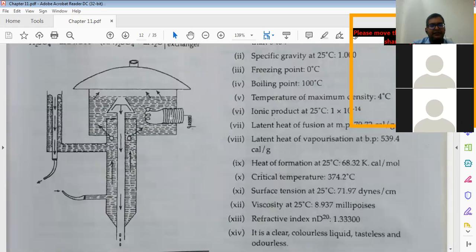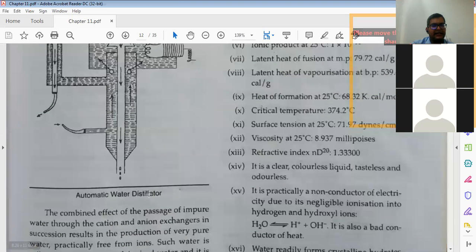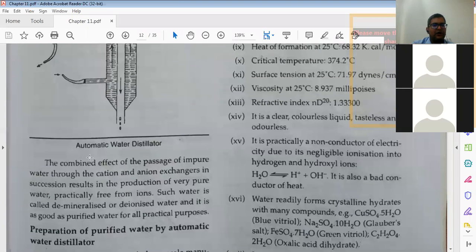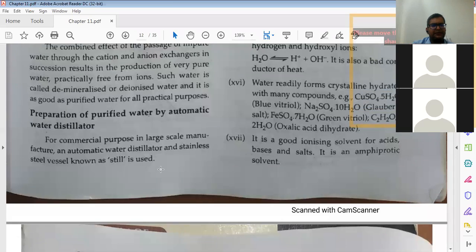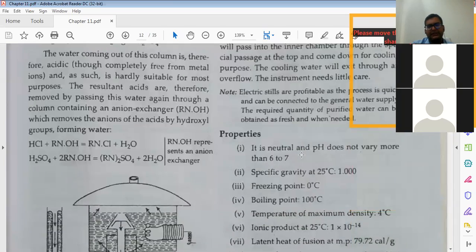By electricity we heat the water, as you do in electric heaters. After that, the vapors are collected by the condensing process and collected drop by drop. It is called an automatic distilled water distillator, an automated one. So this is the preparation of purified water by the automated water distillator.